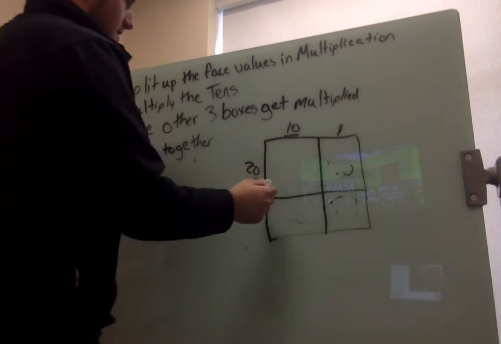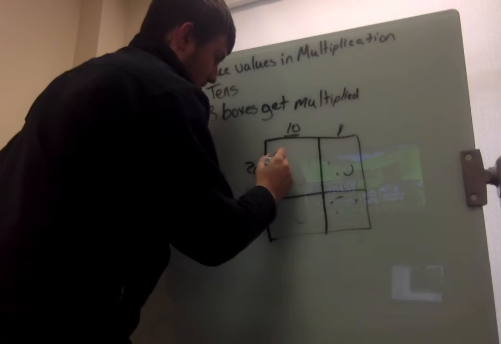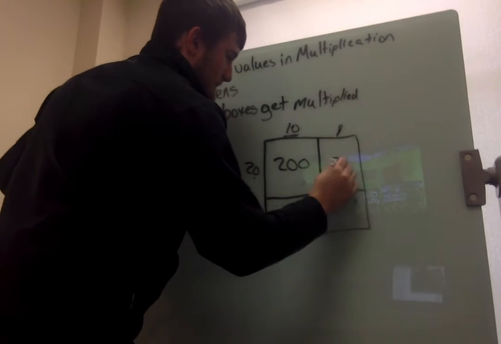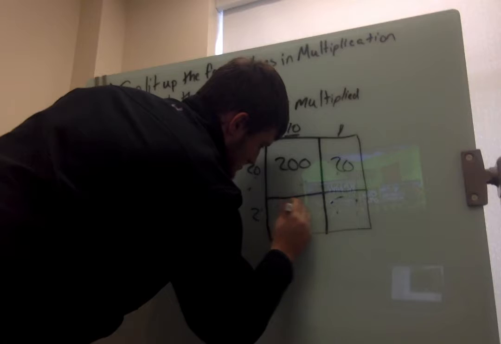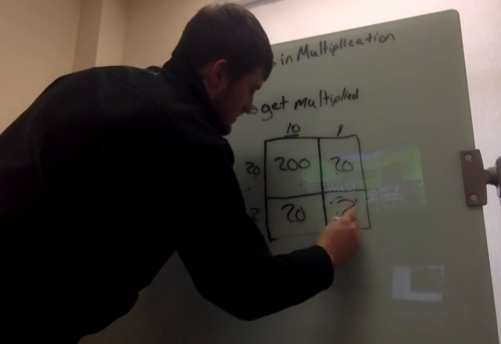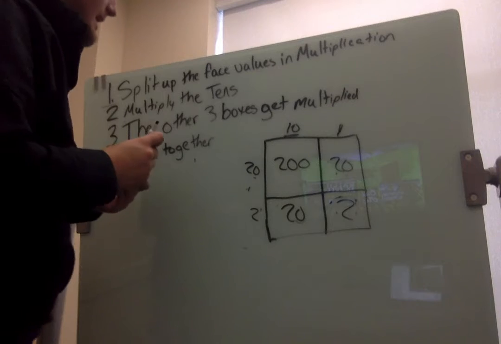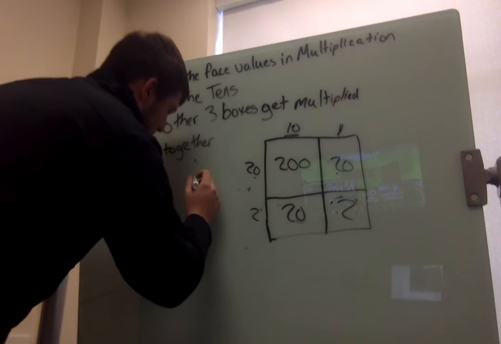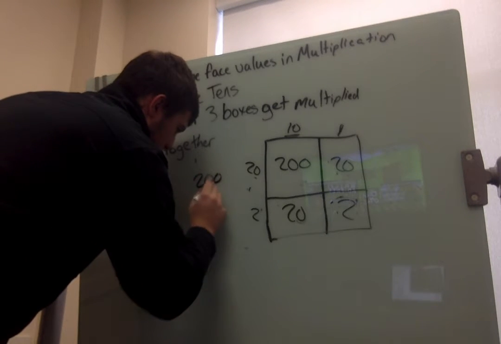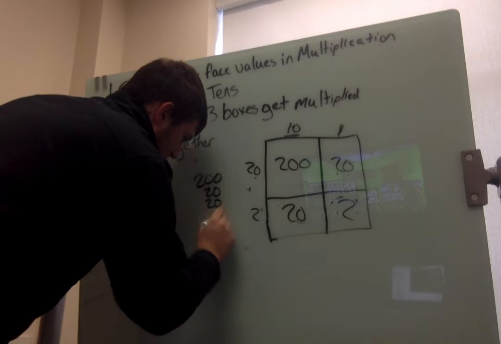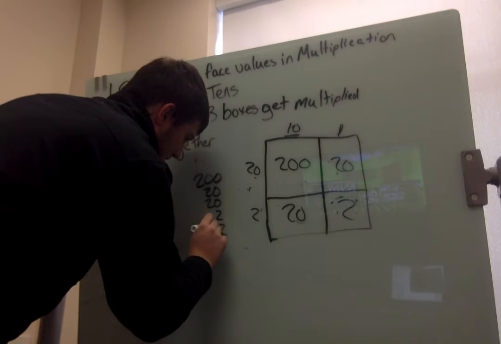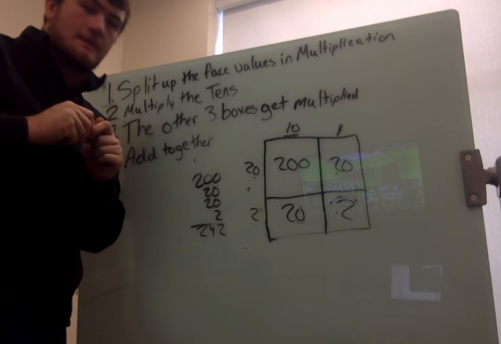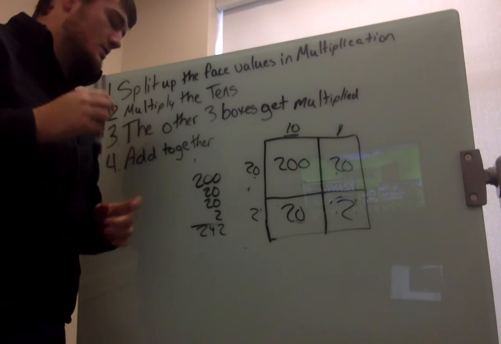So you would go 20 times 10, which is 200. Good. And you'd have 20 times 1 is 20. And then you have 10 times 2 is 20. And then you have 2 times 1 equals 2. Good, class. That was really good. Now you want to add all of them together, correct? Good. So 200 plus 20 plus 20 plus 2. And that'll equal 242. And so 22 times 11 as an area is 242.